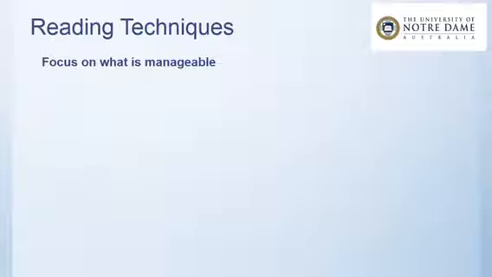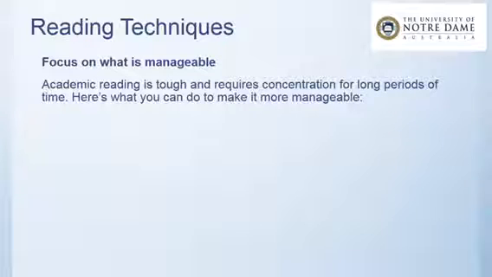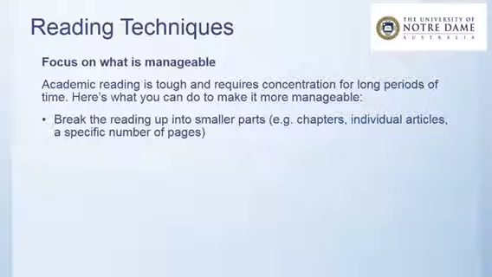Another tip is focus on what is manageable. Academic reading is tough and it requires concentration and focus for long periods of time. So here's what you can do to make it more manageable. You can break the reading up into smaller parts. For example, read one chapter at a time, read an individual article, or even read a specific number of pages. You can say, I'm going to read 10 pages today and 10 pages tomorrow.